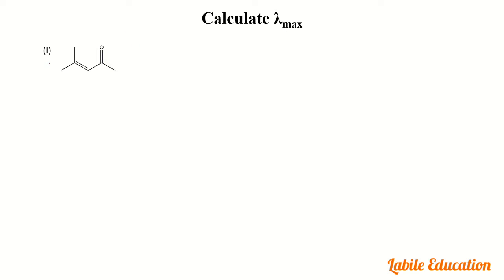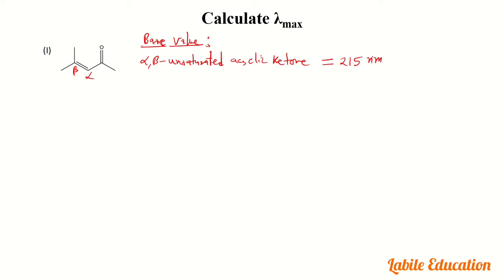Now, this is the first example. We have to calculate lambda max. So here, first of all, we have to identify the system, and write the base value or parent value. Base value for what system? You can see this is a carbonyl group, ketone. This is beta. This is alpha. So this is an alpha beta unsaturated acyclic ketone, not cyclic. So the value is 215 nanometer.